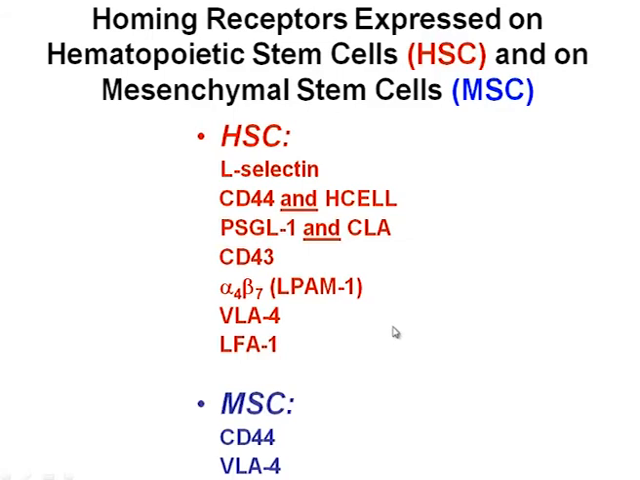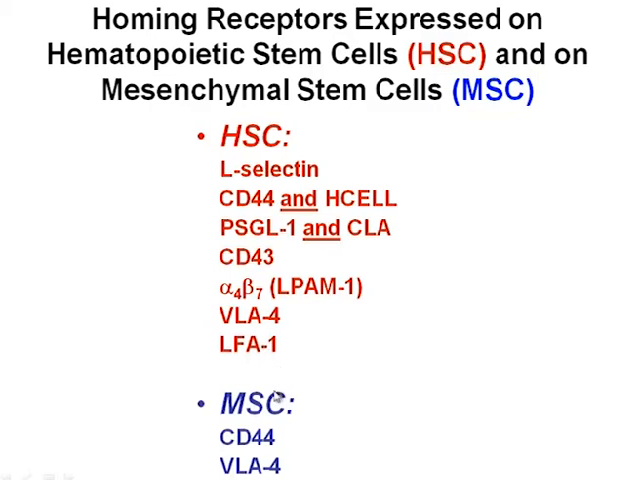Now, if you look at the homing receptors, of all of the homing receptor family that's expressed on hematopoietic stem cells, you'll see that there's a redundancy of homing receptors expressed on hematopoietic stem cells. HSCs express L-selectin, CD44 itself, and H-cell, the glycosylated variant. They express PSGL1 and the glycosylated variant that binds E-selectin, the CLA molecule. They express CD43, they express alpha-4 beta-7, they express VLA4 and LFA1.